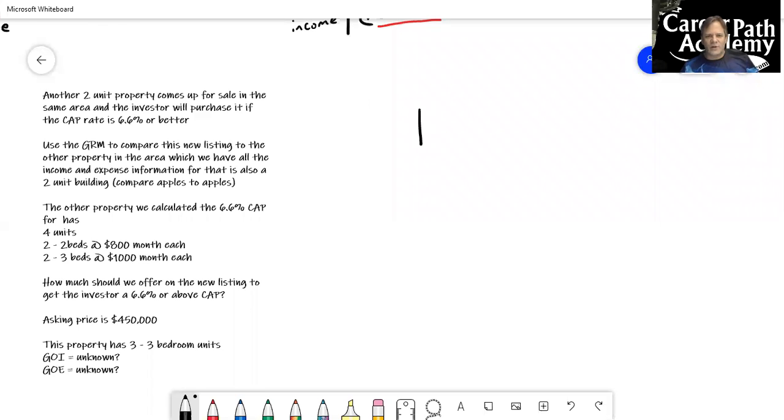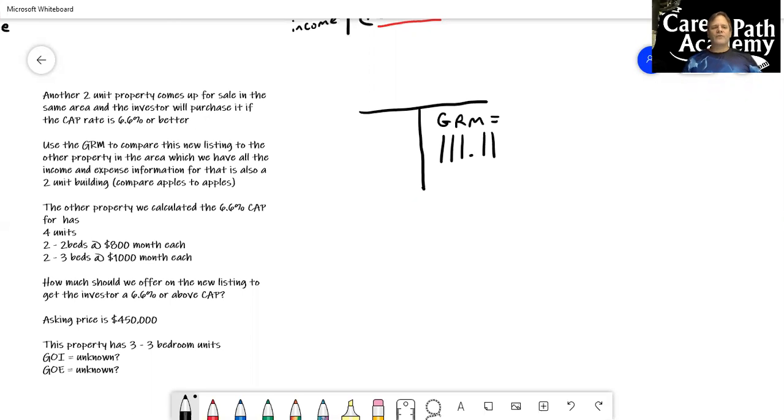We got to draw the T formula first. And we know that to get that 6.6 cap rate, we're going to need to have a 111.11 GRM. Okay? Because that's what the GRM is for the properties in this area, for 4-unit buildings in this area.